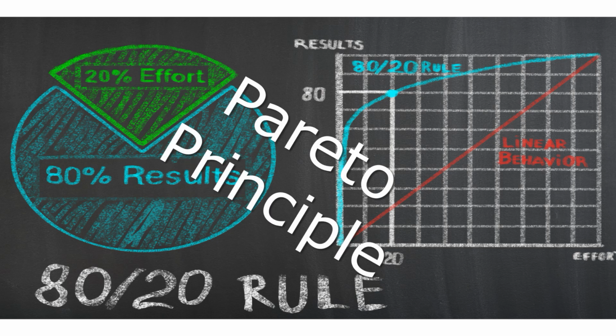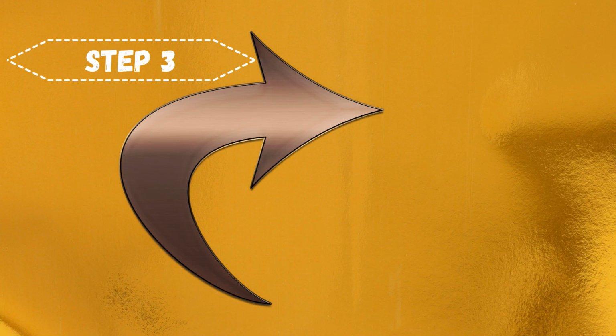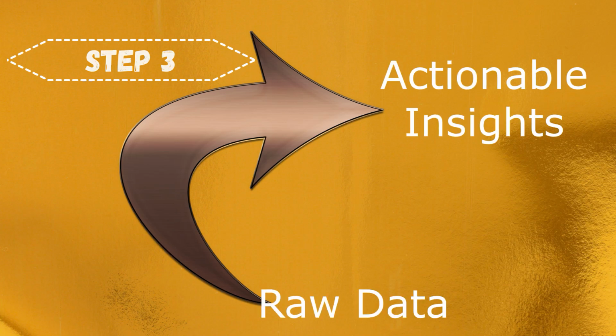This method of prioritizing reflects the Pareto principle, which reminds us that addressing 20% of the issues often resolves 80% of the problems. Step 3 is the turning point in our process. It transforms raw data into actionable insights.